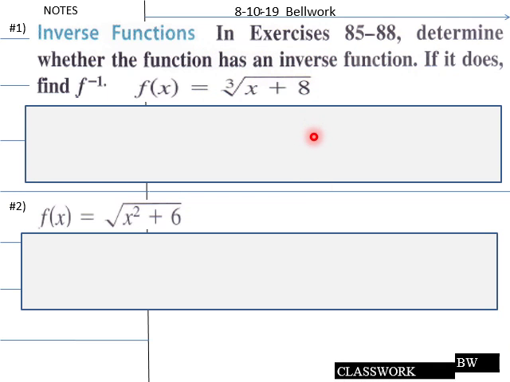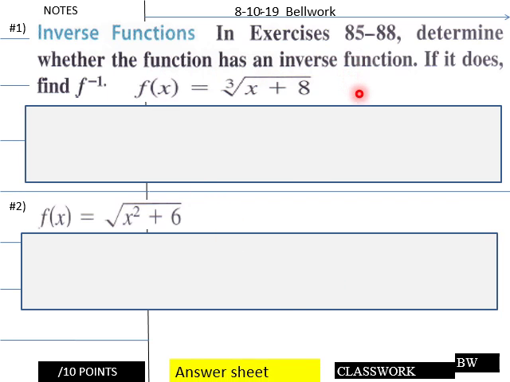And then, teachers, we go into a bell work today. Here is today's bell work. Determine whether the function has an inverse function. If it does, find f to the negative 1, f inverse of this function here. What would be the inverse of that? Give your students 5 to 6 minutes for that.